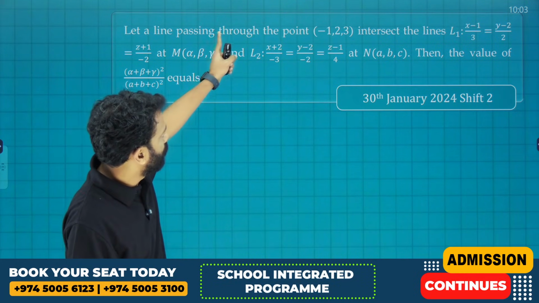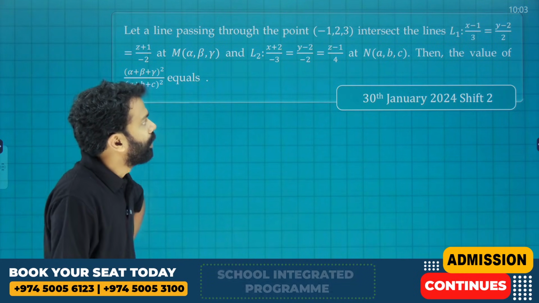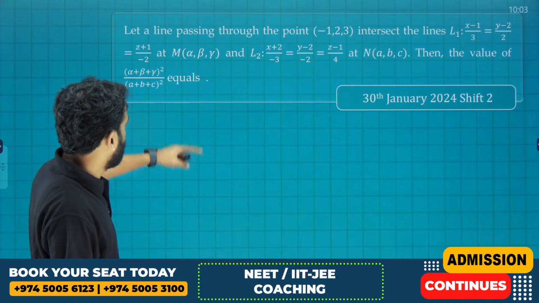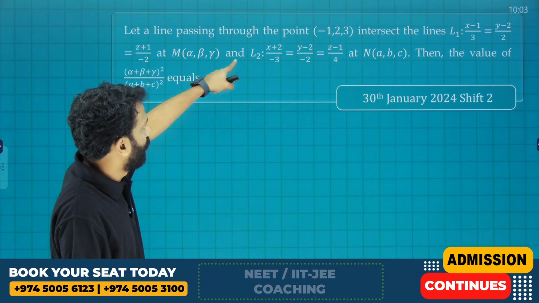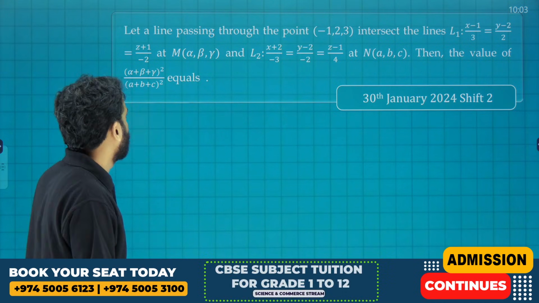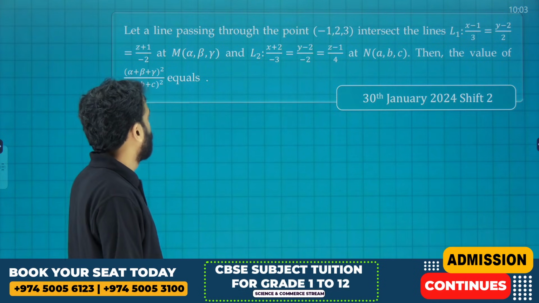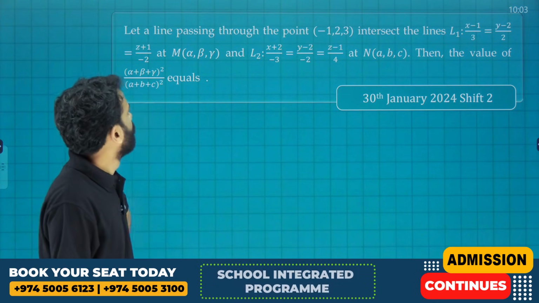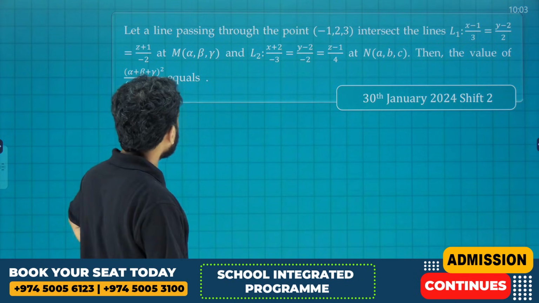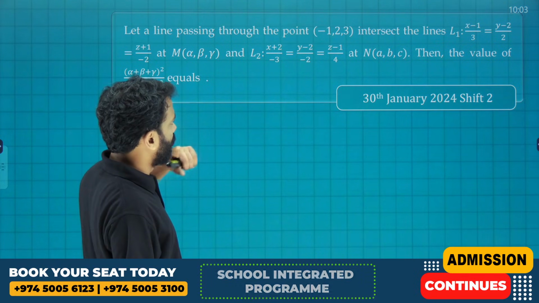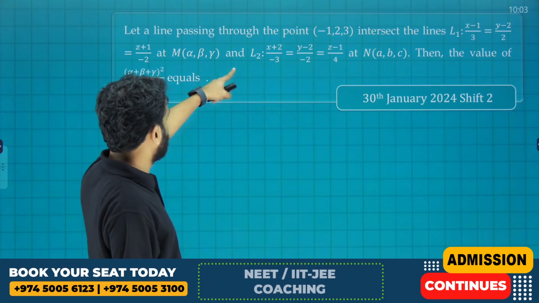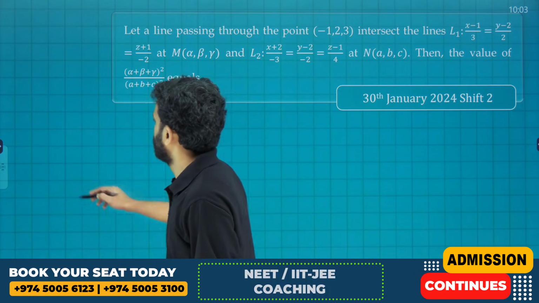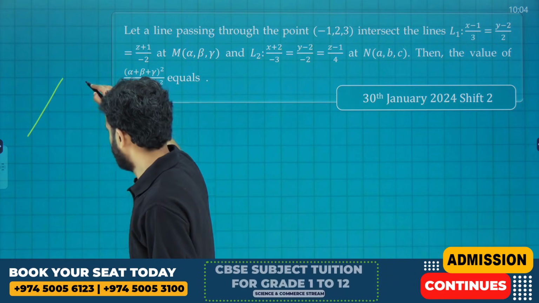Let a line passing through the point minus 1, 2, 3 intersect the lines L1 and L2 at alpha, beta, gamma and A, B, C. Then you need to find the value of alpha plus beta plus gamma whole square by A plus B plus C the whole square. Okay, let's check it out. A line is passing through the given point and intersects the lines at alpha, beta, gamma and A, B, C. So, like the previous question, but there is a slight difference there.